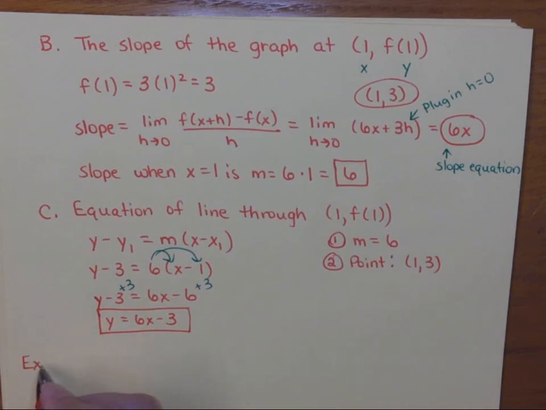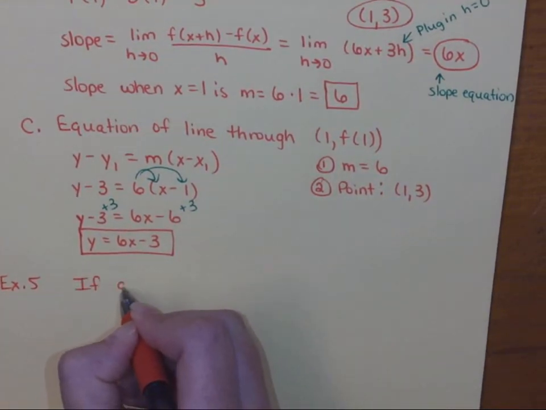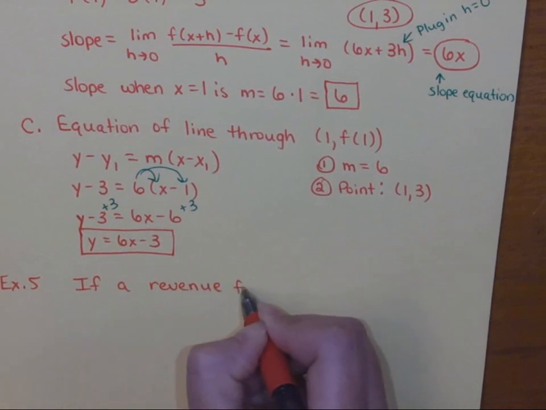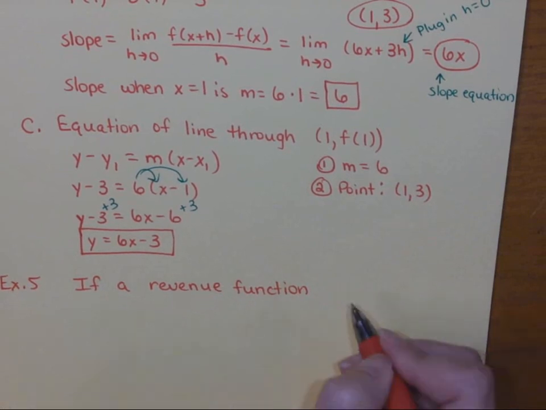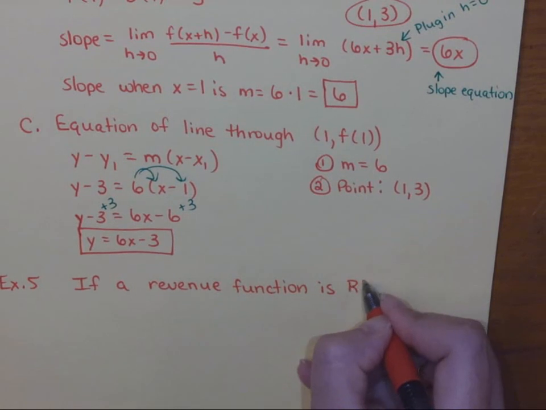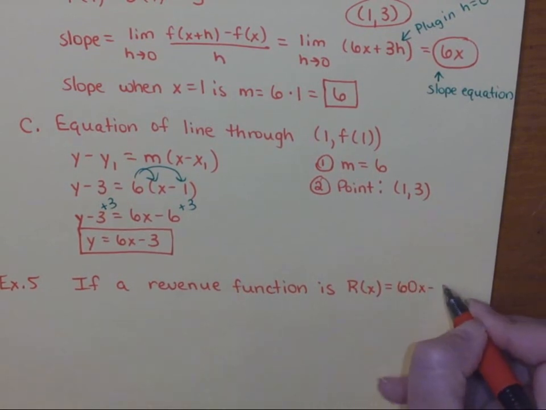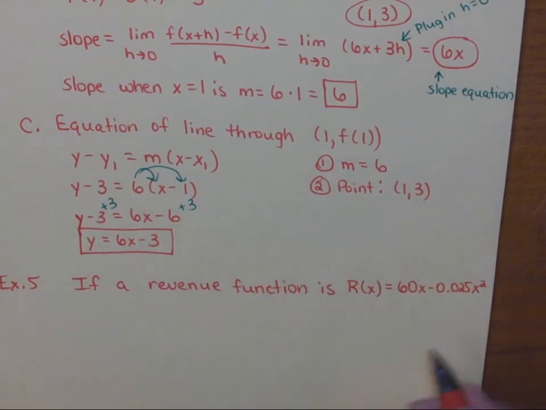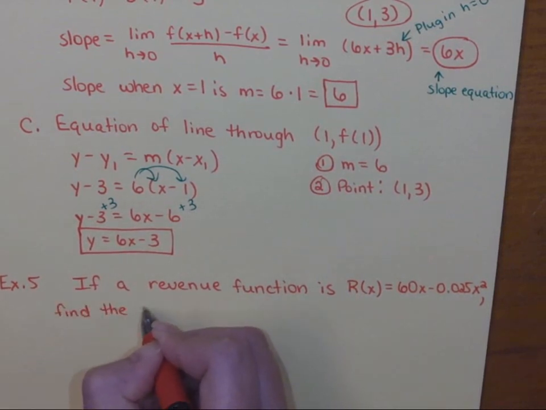All right, so let's do a different looking rate of change problem. And then we're going to review a not really unrelated, but kind of different topic that you're going to need going forward. Let's look at a word problem. If a revenue function is given to you as r of x equals 60x minus 0.025x squared, and let's say I told you to find the average rate of change.